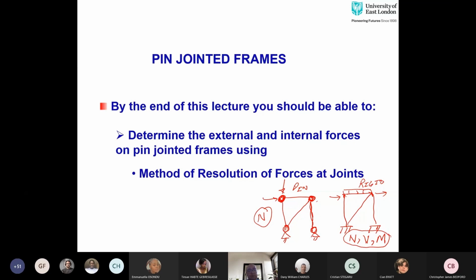What would be the learning outcomes of this lecture? You will at least be able to determine the external and internal forces on pin jointed frames. It means that you will be able to find the member forces in pin jointed frames. And the method that we are going to use is the method of joints, the method of resolution of forces at joints, to solve a pin jointed structure, a pin jointed frame.